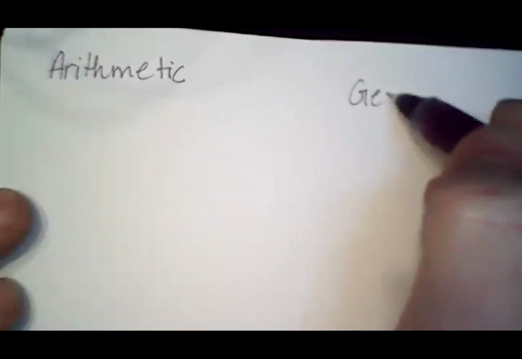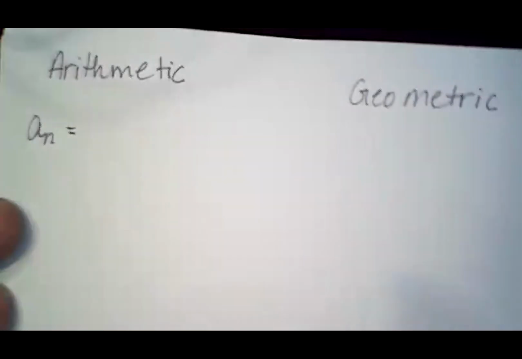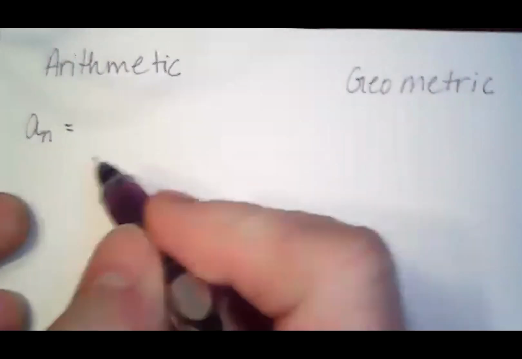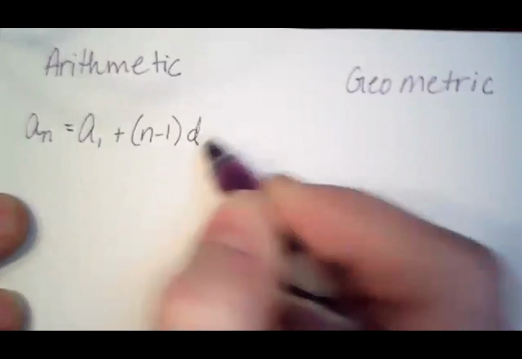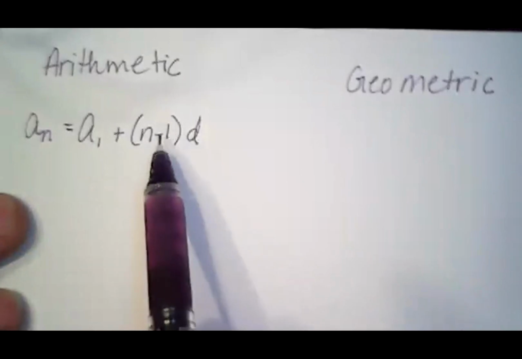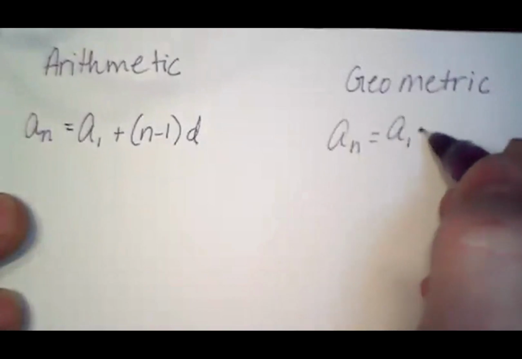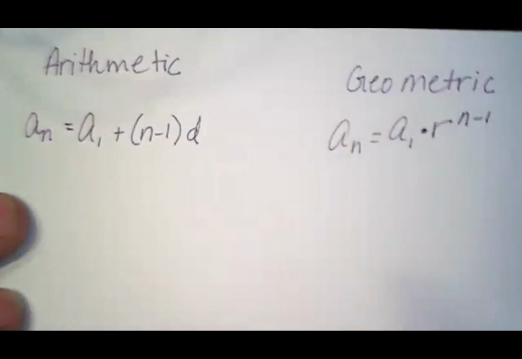Okay, it'll be helpful if you have these notes organized by arithmetic and geometric. So how do we find the nth term of an arithmetic sequence? A sub n equals a sub 1 plus n minus 1 times d. Because it's arithmetic, we see an addition sign here. This just tells us how many times we're adding the difference. For geometric, we take the first term times the common ratio. Because it's geometric, we multiply to get the next term, and it's n minus 1 up here.